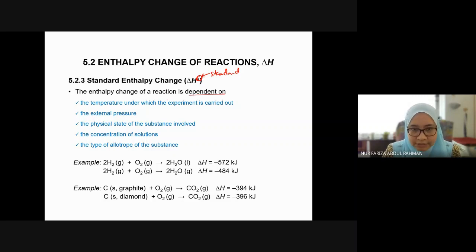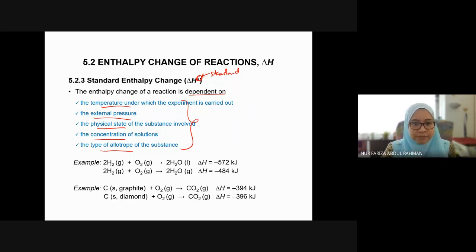Okay, so the enthalpy change depends on the temperature under which the experiment is carried out. That means different temperatures may have different enthalpies. It also depends on external pressure. Different pressures may have different enthalpies. Physical state, concentration, and the type of allotrope of the substance. So these all will affect the enthalpy change of a reaction if any of these are altered.